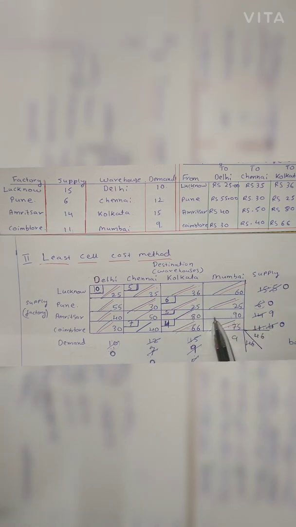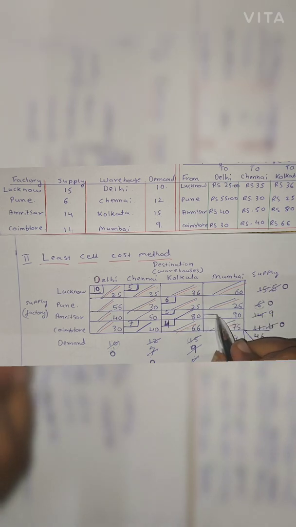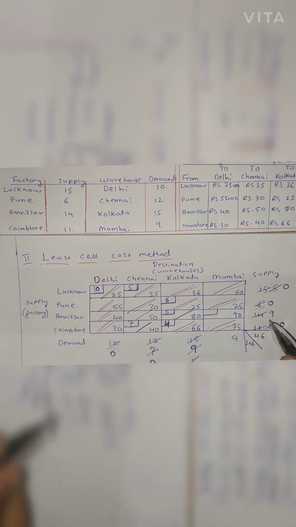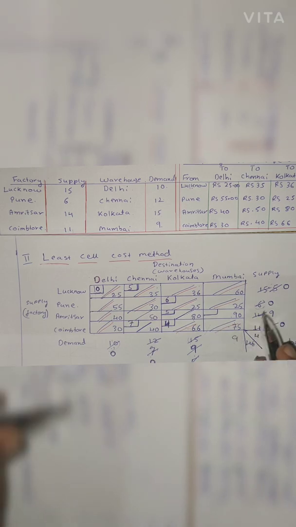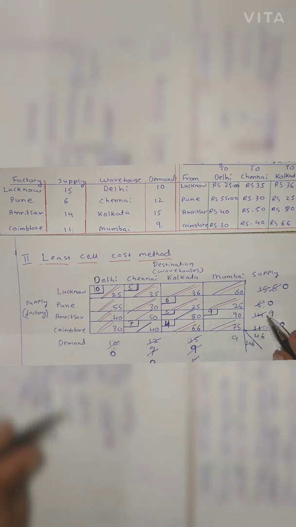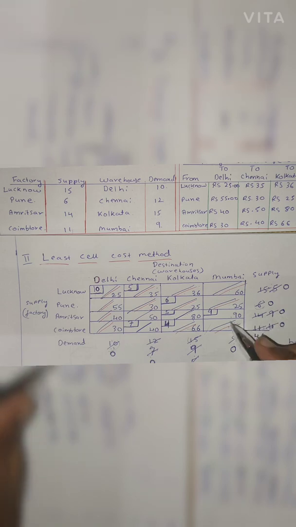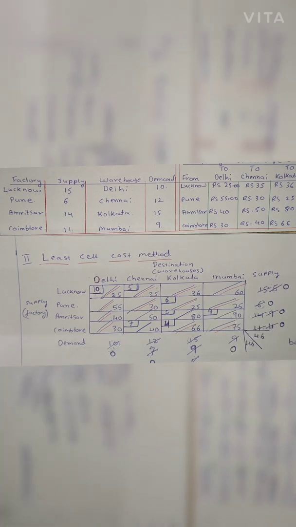Now the last cell remains, that is 90. Since this is the last cell, we'll draw a box for that cell. Then we'll check the row and the column. If we check the row it is 9, and if we check the column it is 9. Row and column are the same, so we'll enter that value 9 over here and subtract this value 9 from supply, it will become 0. We'll subtract this value 9 from demand, it will become 0. Both row and column are 0. We'll eliminate this cell. Now you can see all cells over here are eliminated, so our problem is solved.